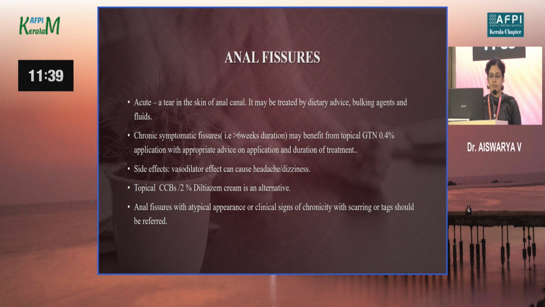Another common cause that we encounter is anal fissures. An acute fissure is a tear in the skin of the anal canal. It may be treated by dietary advice, bulking agents, fluids, anti-inflammatory drugs, etc. Chronic symptomatic fissures, that is more than 6 weeks duration, may benefit from topical GTN 0.4% application with appropriate advice on application and duration of treatment.